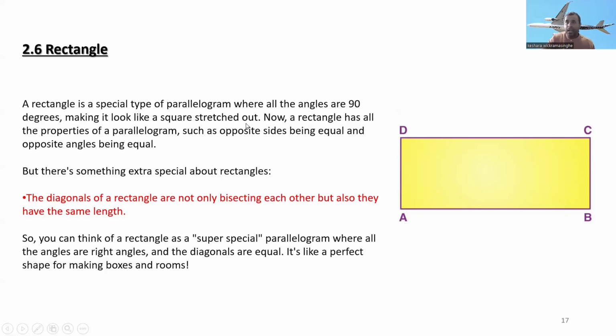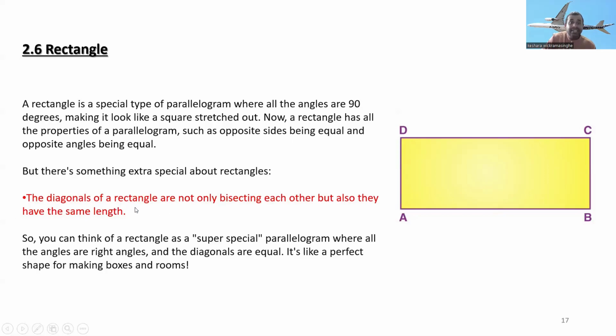Okay, the square is like this, and when we stretch it out, it's like a rectangle. Now a rectangle has all the properties of a parallelogram, such as opposite sides being equal: AD equals BC, and AB equals CD, and opposite angles are equal. All the angles are right angles, so definitely all angles are equal. But there's something extra special about a rectangle. The diagonals of the rectangle are not only bisecting each other, but they also have the same length.